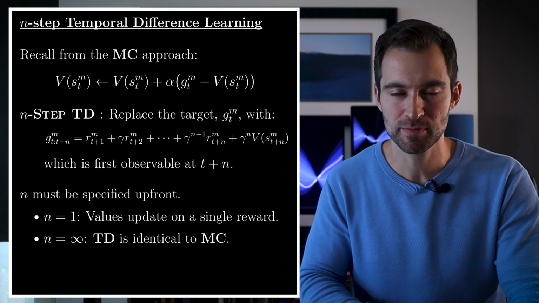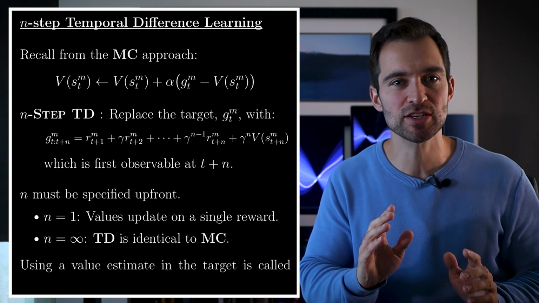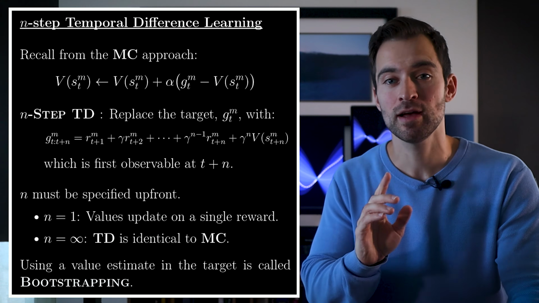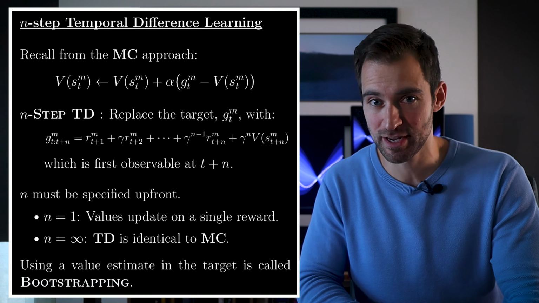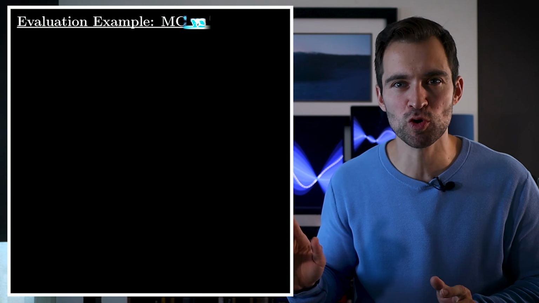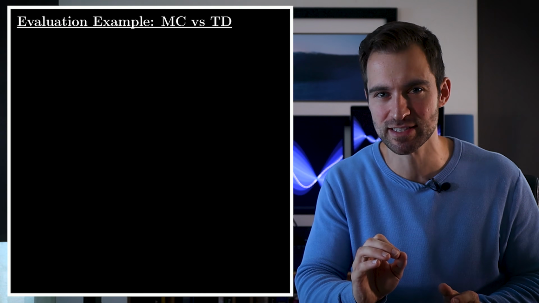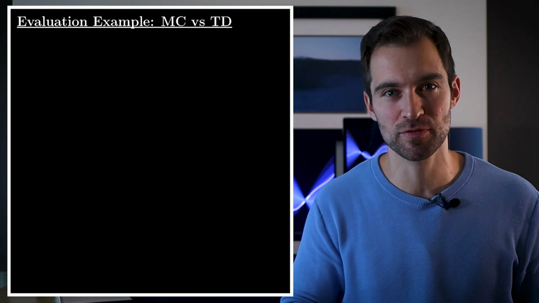Also, some terminology. Using a value estimate in the target is called bootstrapping. As we'll see, bootstrapping has major implications. So let's see that by comparing its performance to MC on a pure evaluation task. That is, the random walk example from the previous video.